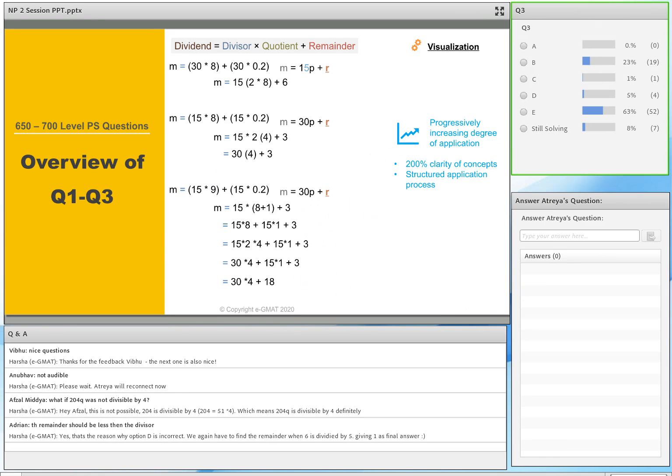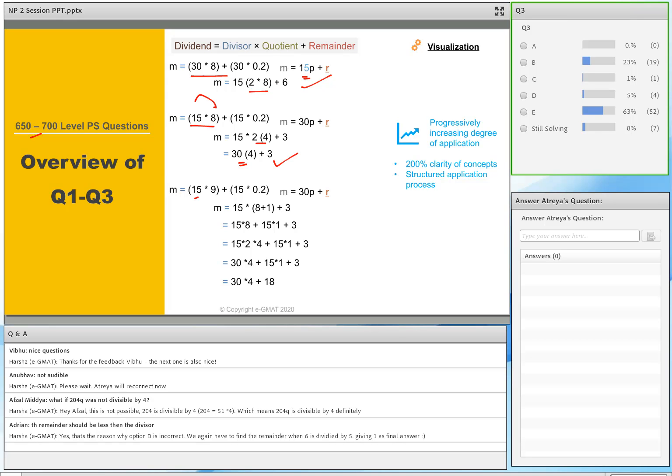Let's very quickly take an overview of what we found in question number 1, 2, 3. Now, remember, all these questions were in that range of 650 to 700. In the first question, we had 30 times 8, we had to make it to 15. So we broke 30, made it to 15 times 2, and then calculated the value of r. In the second question, we had 15 times 8, we needed a 30, so we had to break 8 into 2 times 4 and then calculate the value of r.